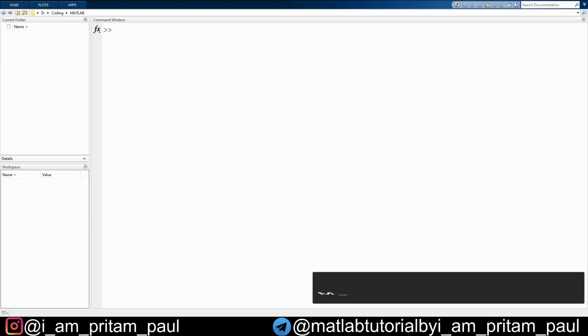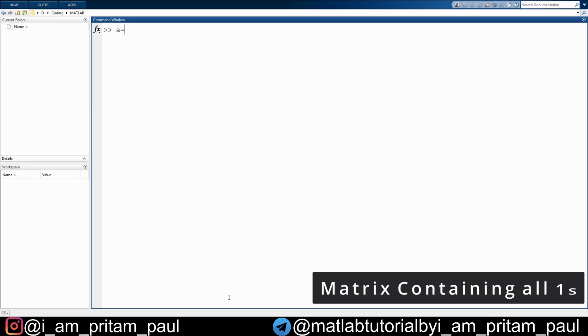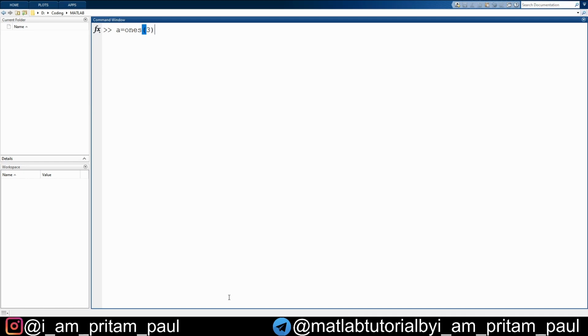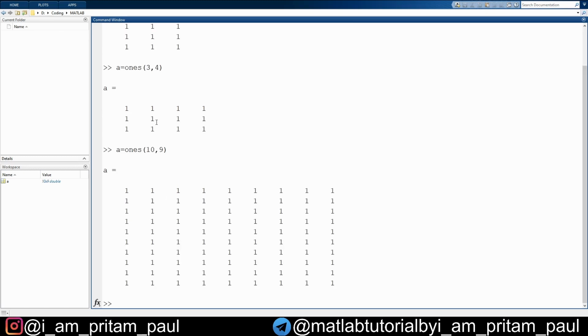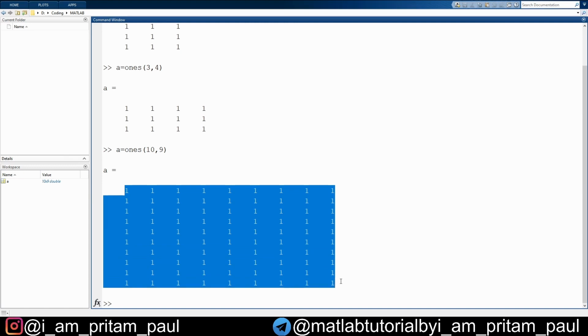Now let's talk about ones. So if I write A equal to ones, again 3, that means a 3 by 3 matrix containing all the elements 1. If I write 3, 4, then 3 by 4 will be the size of the matrix and all the elements will be 1. If I write 10, 9, then it will be a 10 by 9 matrix of ones. Okay, this is called actually ones in MATLAB language.